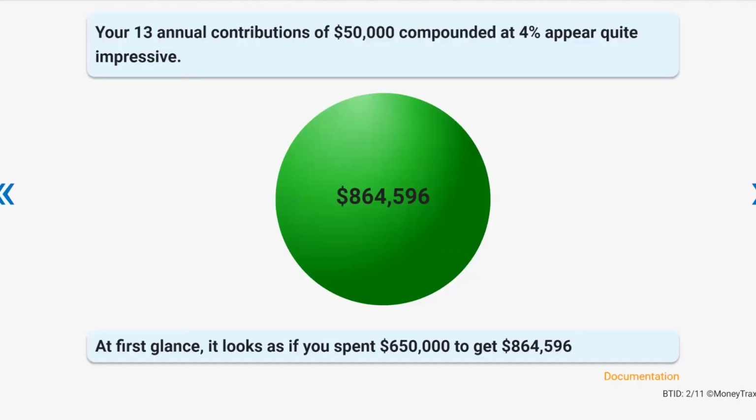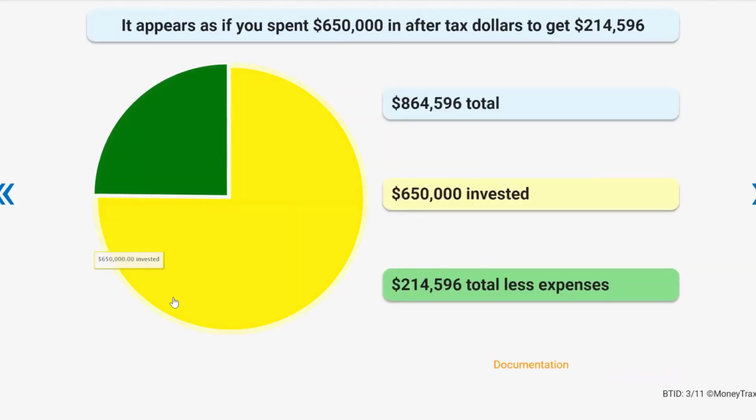So what our next screen tells us, here we go. All right, you did 13 years of 50,000 compounded at 4%. Our 864 would be our balance. So we spent 650. We get 864 at 4%. So again, this starts to break down and show you the 864 looks pretty attractive, but most of that's still just your money. You have to recognize that a large portion of that account balance is just your original principal.